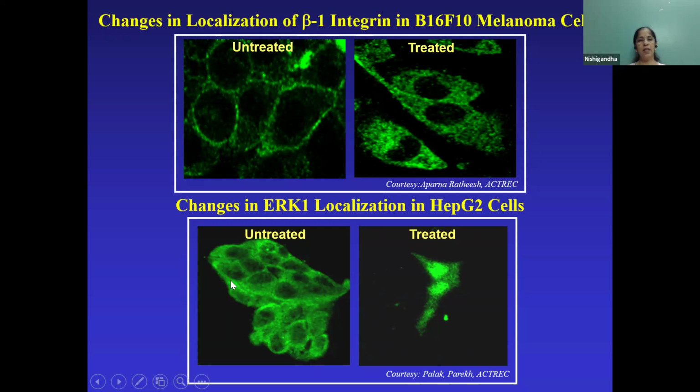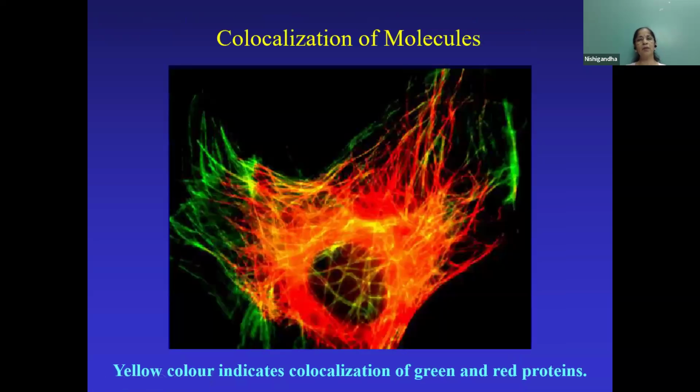Similarly, this is ERK1, which is spread throughout the cytoplasm in untreated HepG2 cells, another cancer cell line. And the minute you give treatment to these cells, it starts moving towards the nucleus. These studies are very important to understand whether the target is really being targeted or not. What is the effect? What is the signal transduction pathway that is attacked by the target?